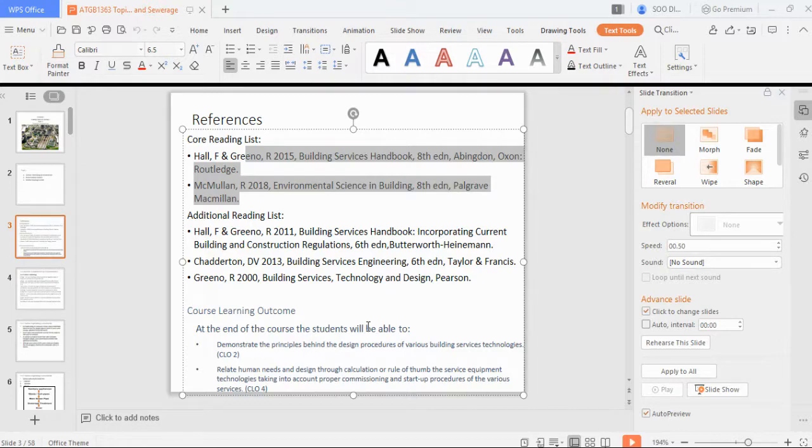So by the end of this session or this topic, you'll be able to demonstrate the principle behind the design procedure of various building services and technology.